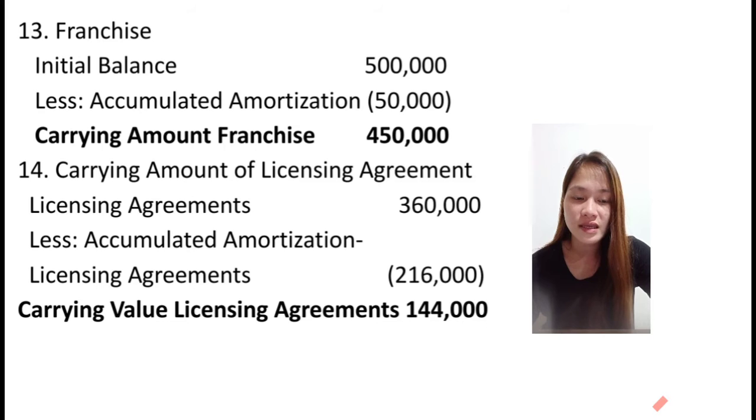So number 14, carrying amount of licensing agreement. So the licensing agreements amounting 360,000 pesos will be subtracted by the accumulated amortization of licensing agreement 216,000 pesos. So the carrying value of licensing agreements is 144,000 pesos.